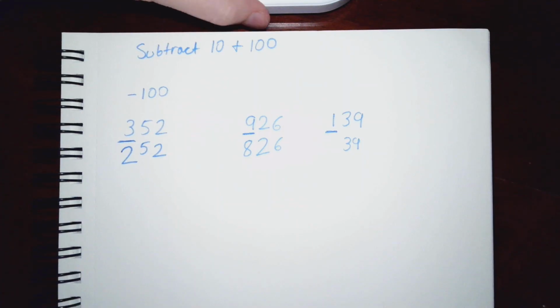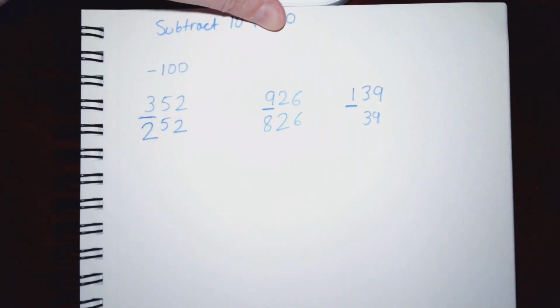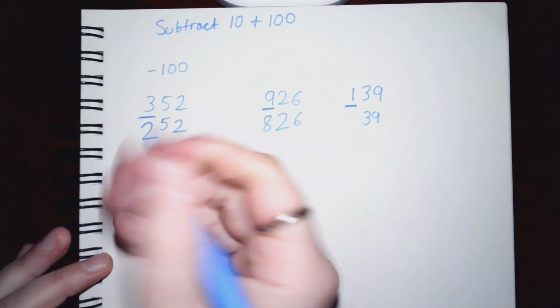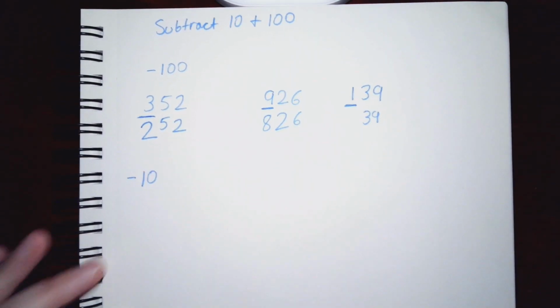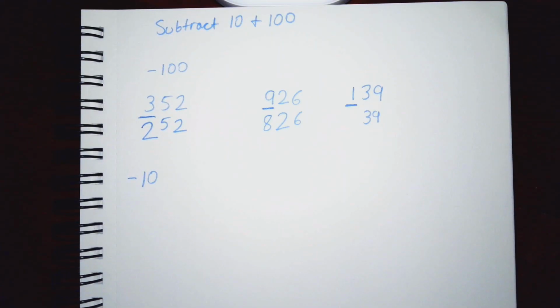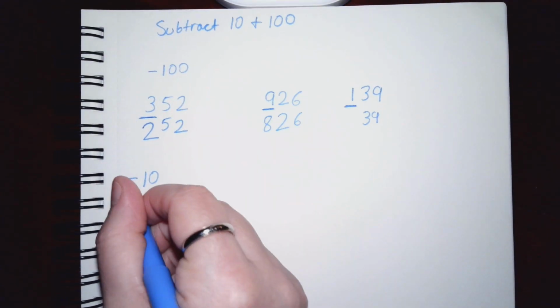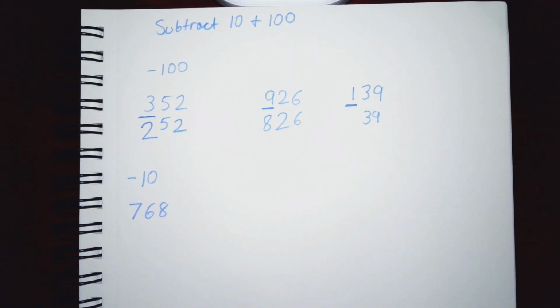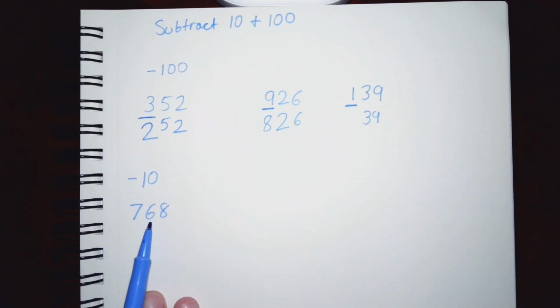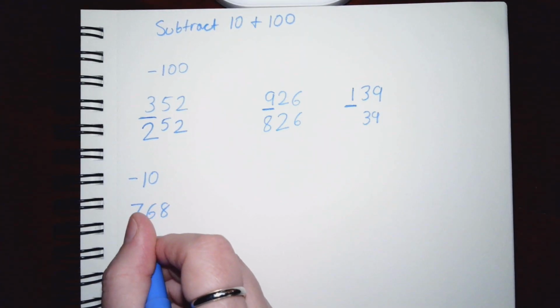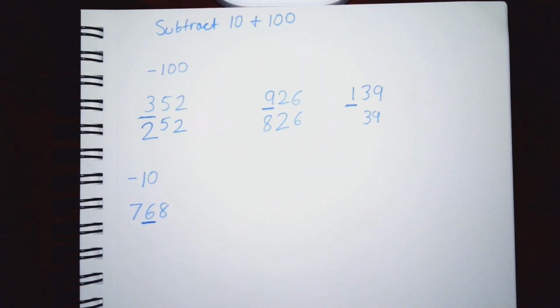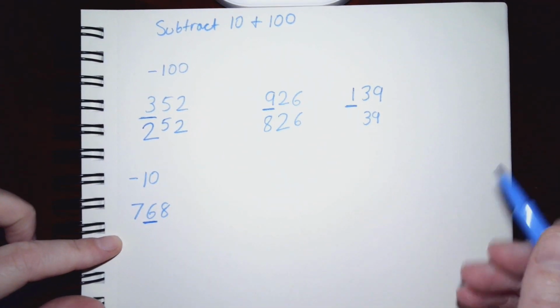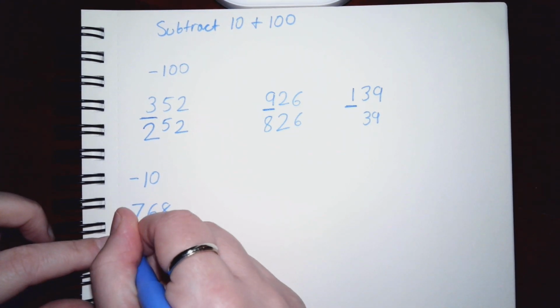Okay? So now we're going to focus on taking away 10. So we're going to take away 10 from each of our numbers. Okay? So let's look at 768. Again, let's identify our tens place by underlining. So remember, our places are hundreds, tens, ones. So I'm going to underline my tens place. And with my tens place being underlined, am I taking away from my hundreds at all? Nope, so my 700 is still going to stay there.